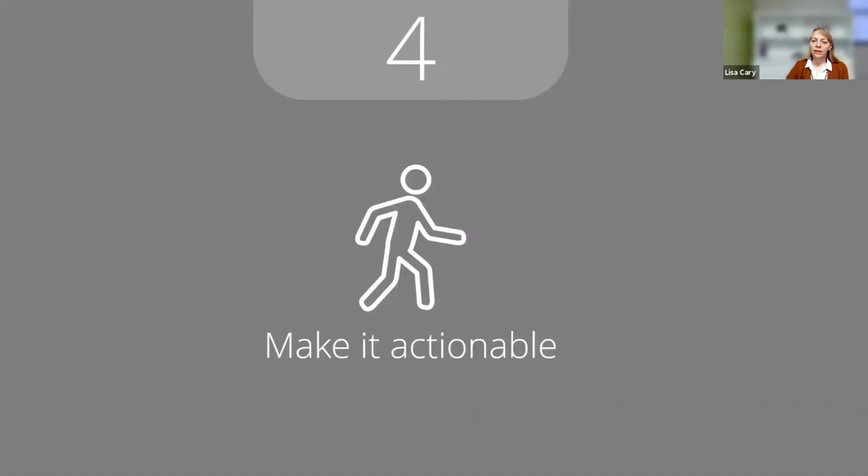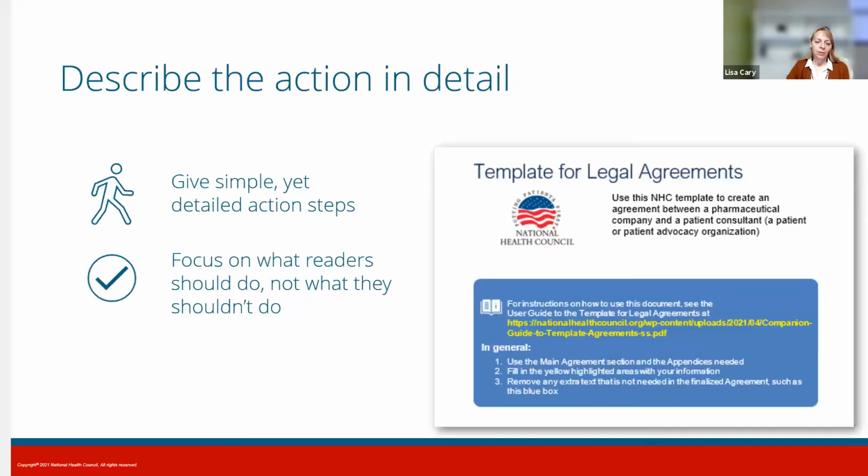Okay, let's move on. This is our fourth strategy, and it's to make your materials actionable. Probably, I would say the majority of materials that most of us are sending out do include actions. You want people to do something. So what you need to do is describe the action in detail. Give them simple, detailed action steps. Focus on what readers should do, not what they shouldn't do.